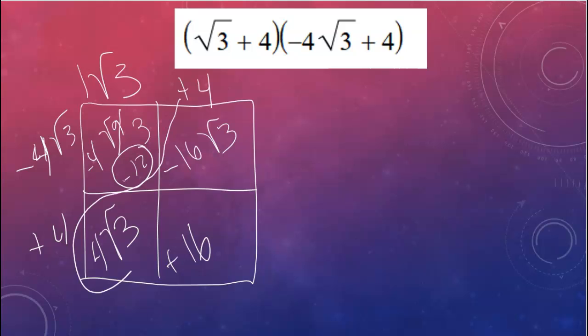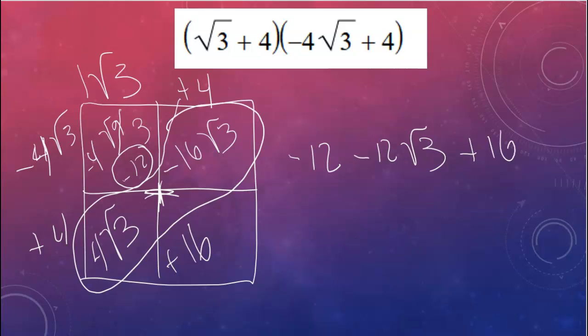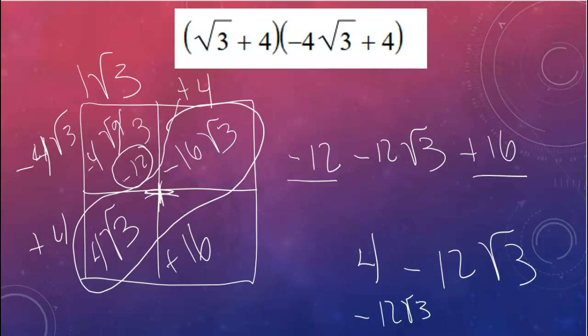Okay, so now we got these guys here that are like terms. Add them together. Negative 12. Positive 4 minus 16 is minus 12 square root of 3. Positive 16. Here's a number, here's a number. We can put those together. Negative 12 plus 16 is 4 minus 12 square root of 3. Could we also write minus 12 square root of 3 plus 4? Sure, it's the same thing. It really doesn't matter. Whichever one you're in the mood for. Does this make sense to you?